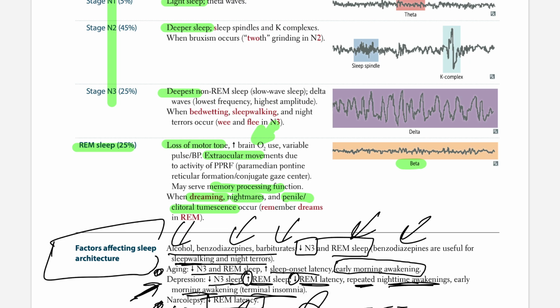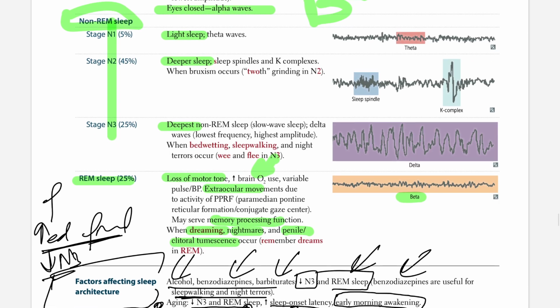REM is going to be longest in the final third of the night. So REM increases as the cycles increase. So you will have increased REM in the final third of the night. And N3 is decreased as you go with each sleep cycle. Okay.